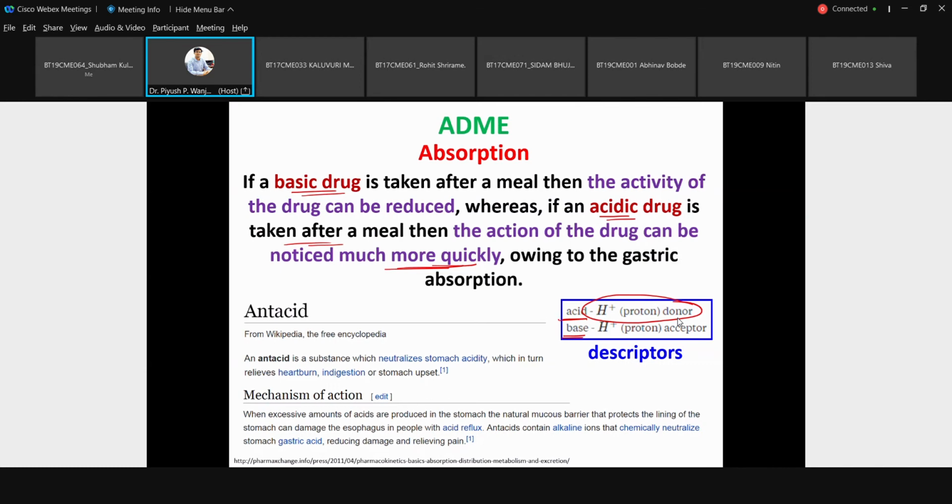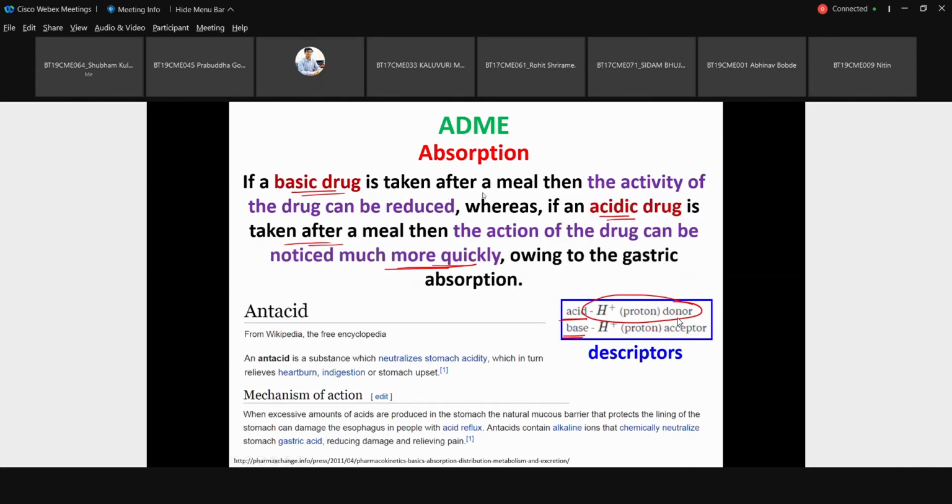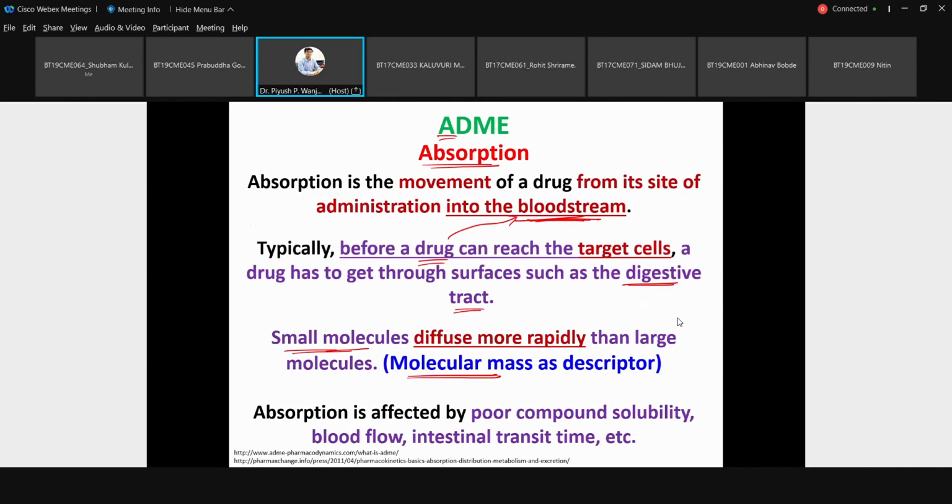Hello, sir. Yes. Sir, you weren't audible in between. Which slide? This one? Sir, in the first slide of absorption. No, sir. The one before this one.